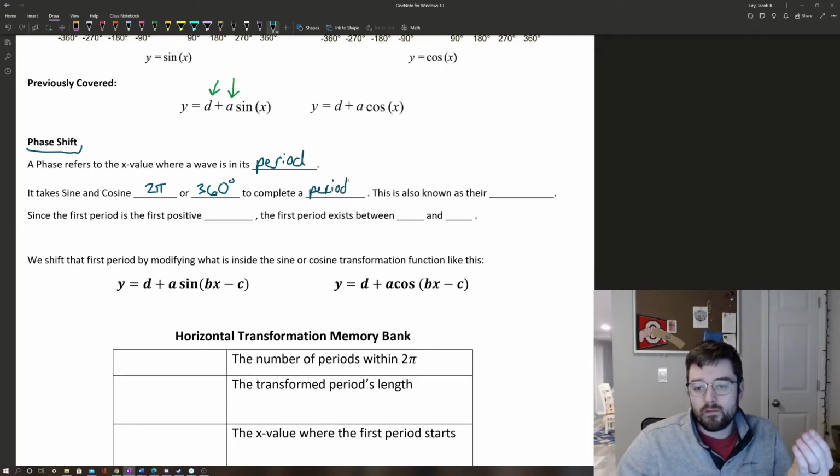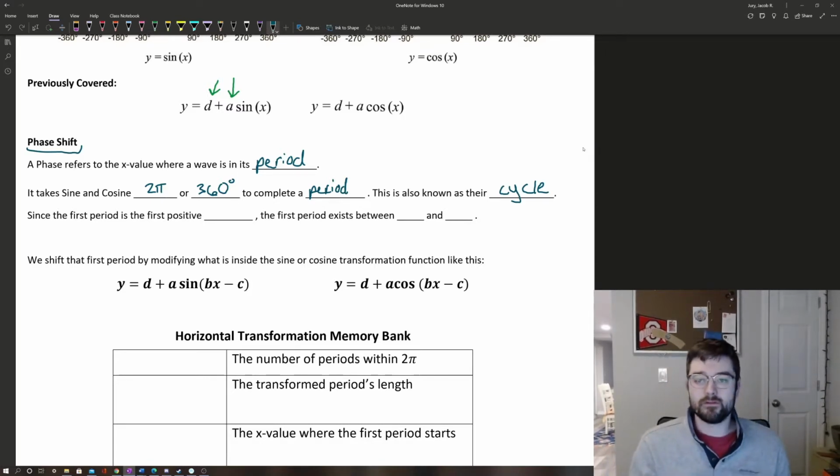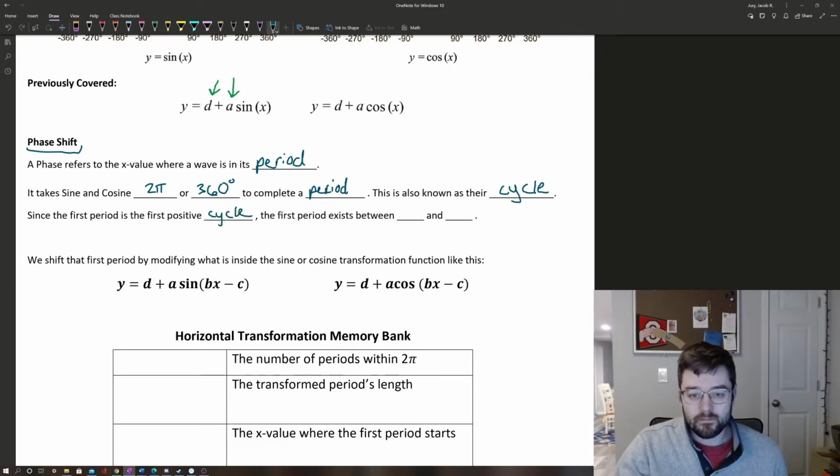So this is also known as their cycle, right? It's just describing the revolution, how long it takes to complete a full revolution around a circle, which you all know now from the unit circle that it takes 2 pi units to get back to 0. So since the first period is the first positive cycle, that first period exists between 0 and 2 pi.